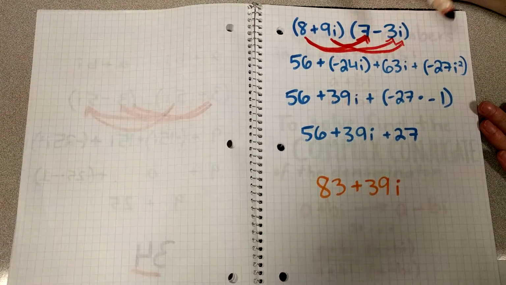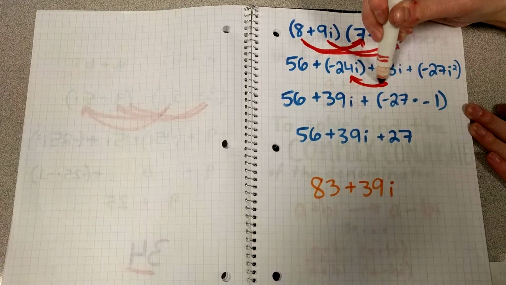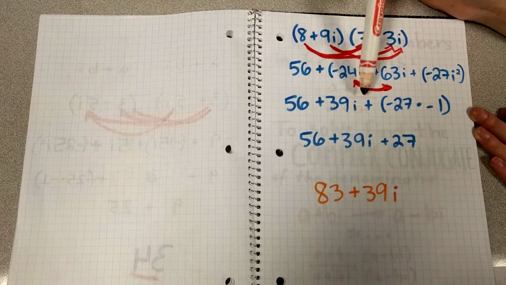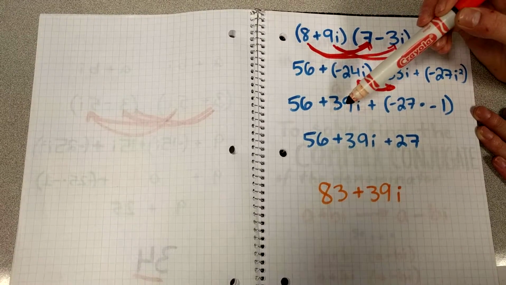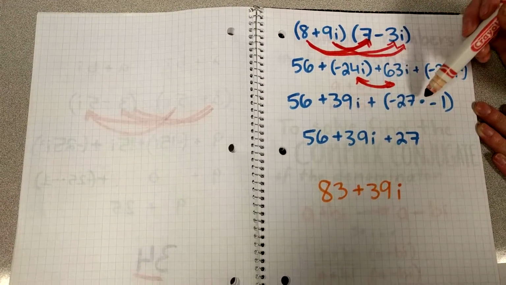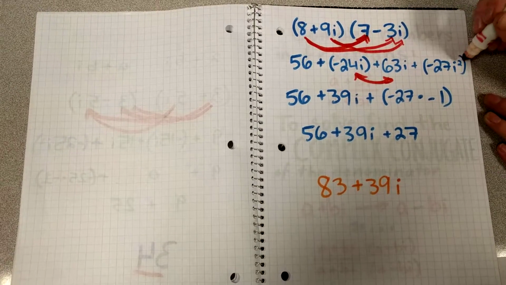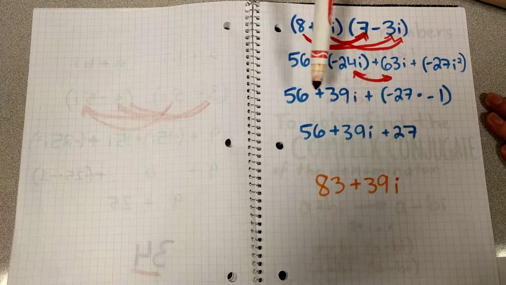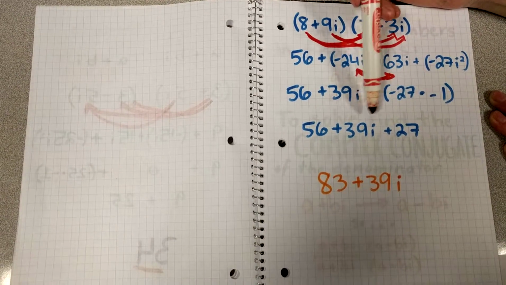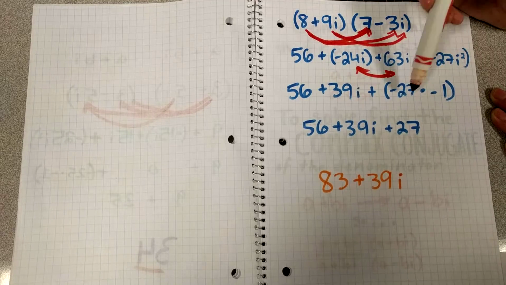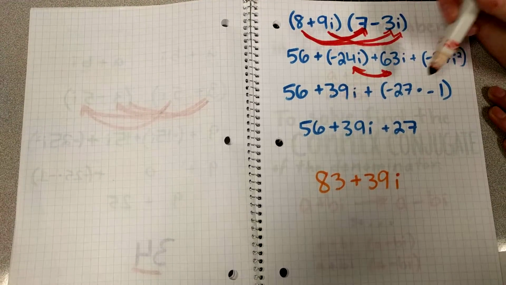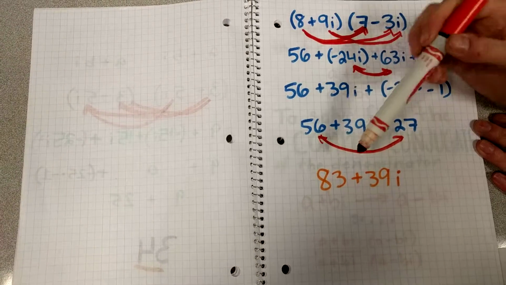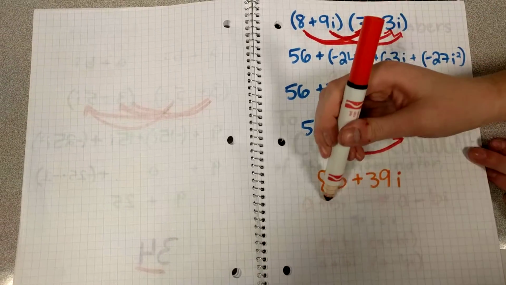So then you would add these two together because they have like terms, and you would get positive 39i, so you would have 56 plus 39i plus -27 times -1, because remember i squared equals -1. So once again you would get 56 plus 39i plus 27, because -27 times -1 is positive 27. So then these two are like terms, so you can add them together, and you get 83 plus 39i.